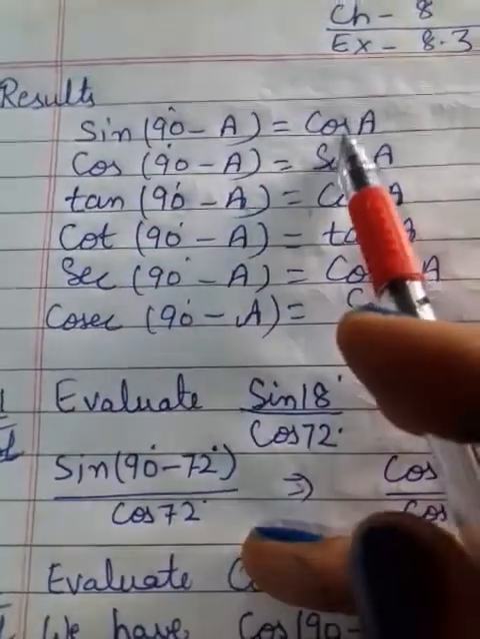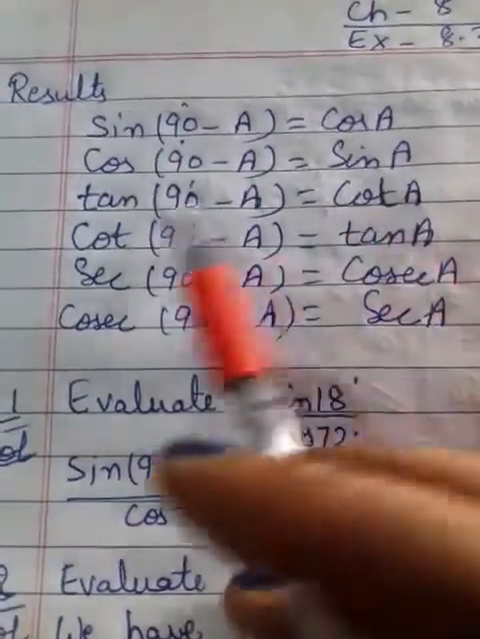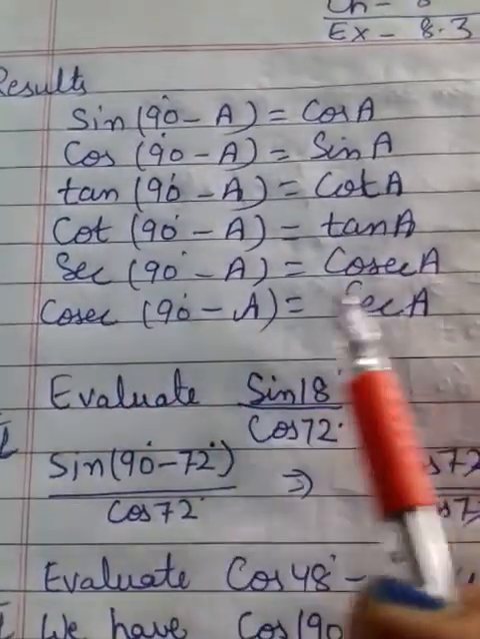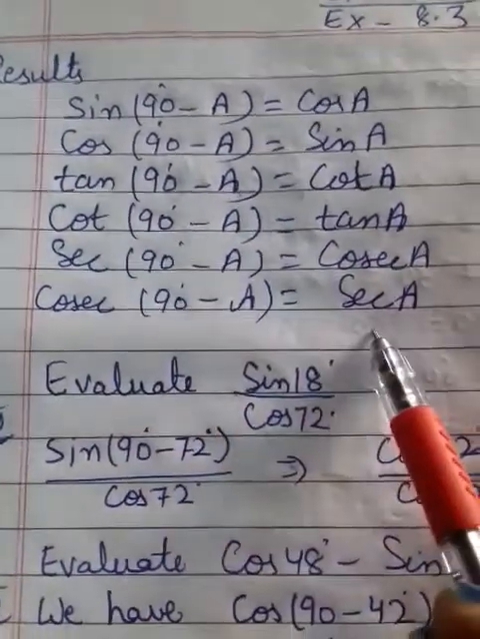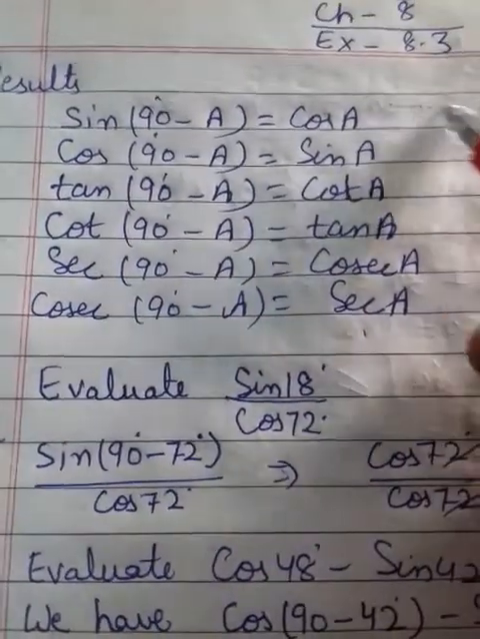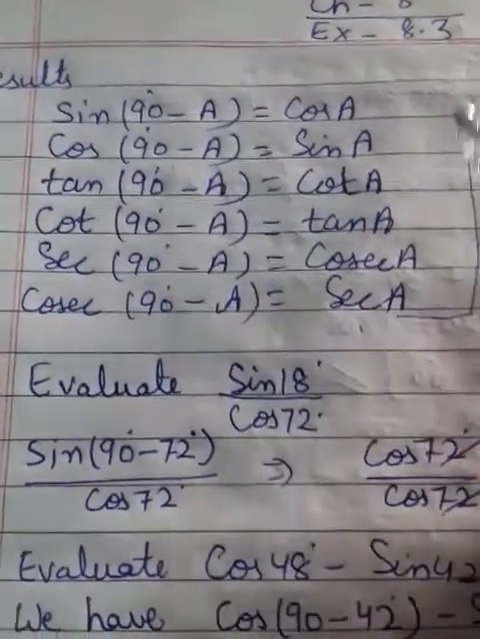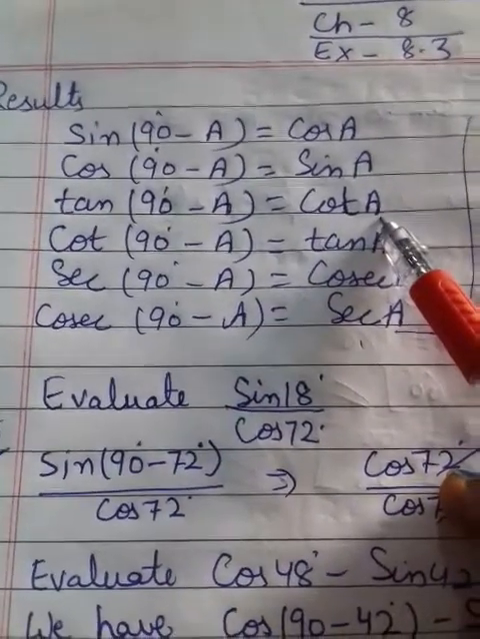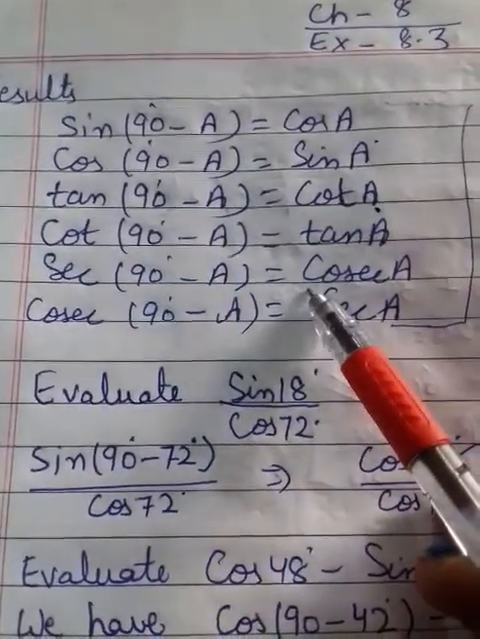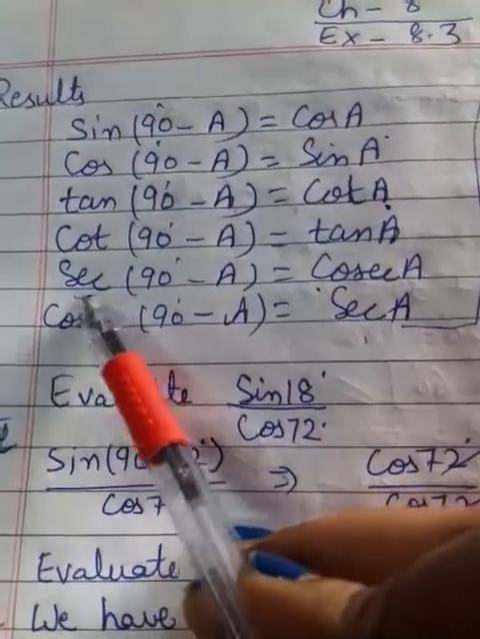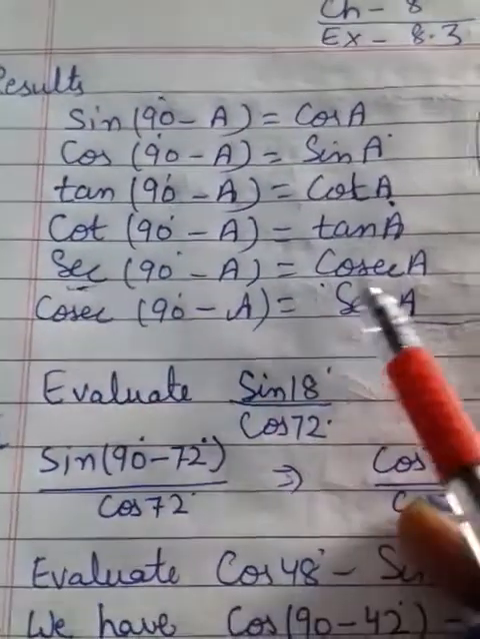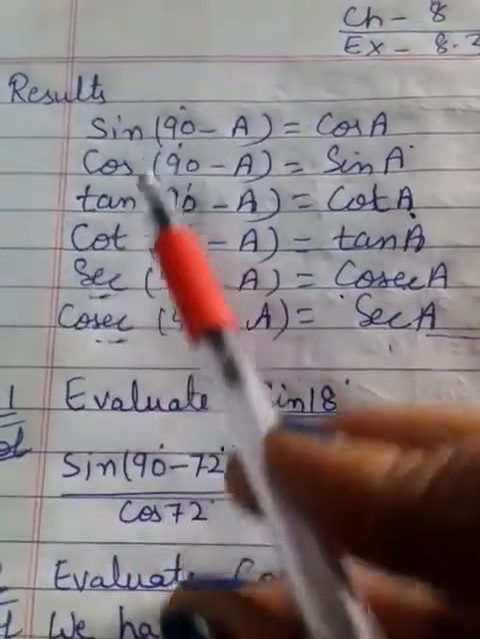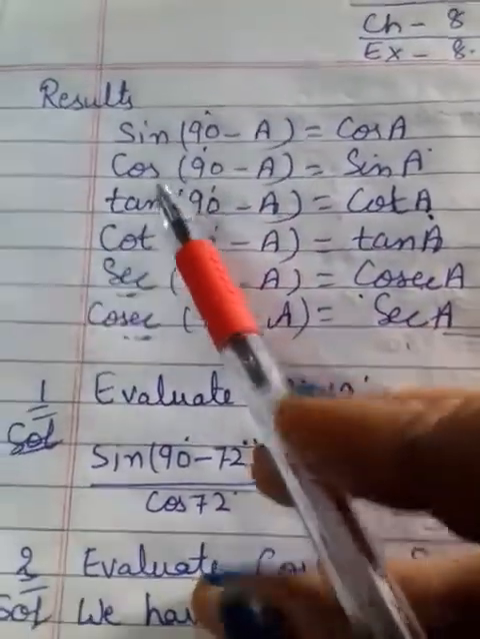Sin changed into cos, cos into sin. Tan into cot, cot into tan. Secant into cosecant, cosecant into secant. These 6 results are here, but if you learn these 3, sin, tan and secant, then you can learn the 3 others also. Like secant became cosecant, same like in last 3 letter you can see. Tan, cot, sin, cos already related to each other.